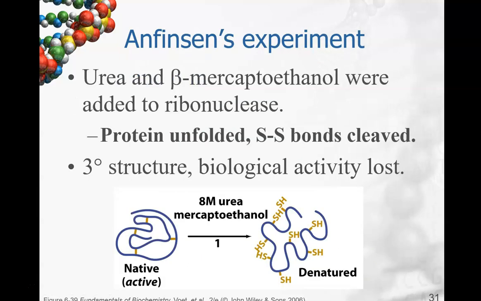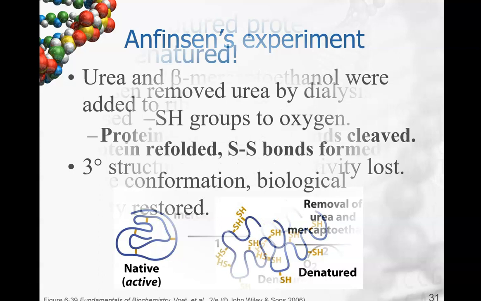So I want to tell you about Christian Anfinsen's experiment. He added urea and beta-mercaptoethanol to ribonuclease, and as I showed you at the beginning, ribonuclease has this folded structure, a single chain, 4 disulfide bonds, and if you add 8 molar urea and beta-mercaptoethanol, all of those disulfide bonds get reduced to sulfhydryl groups, and the protein is unfolded with urea, the chaotropic agent. So you lose your tertiary structure, and the biological activity is lost too. So ribonuclease is an enzyme that hydrolyzes the nucleotides in an RNA. So the ribonuclease isn't going to work anymore if it's unfolded.